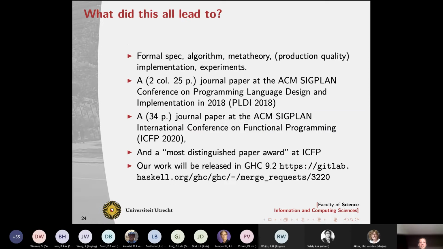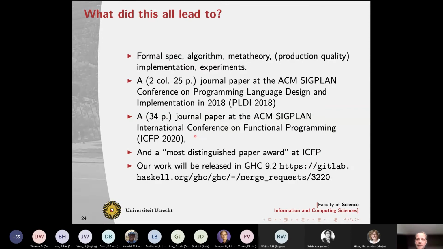So what did this all lead to? Well, first of all, we wrote papers that included formal specification, an algorithm, meta theory, and a production quality implementation, and we did experiments. So we wrote 2 papers, one in 2018 and one in 2020. And these are really sizable papers. So this is 2 column style, 25 pages and 34 pages. And we were also very happy to receive a distinguished paper award at ICFP.